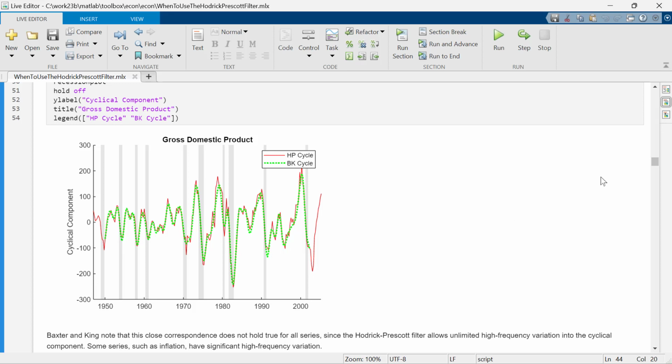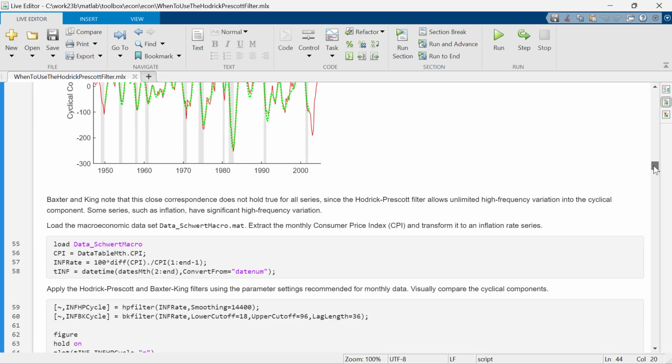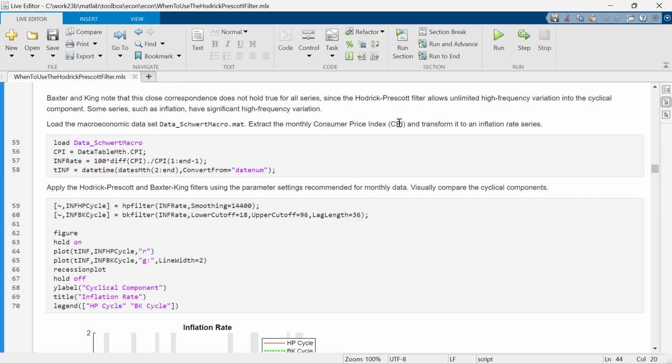And there are economic time series that involve very high frequency data. The example we look at here is the inflation rate. So we take the consumer price index and compute a version of the inflation rate. The inflation rate typically has a very high frequency variation.